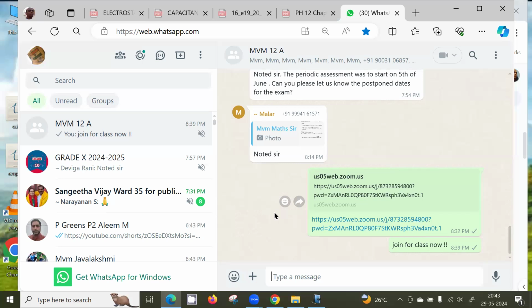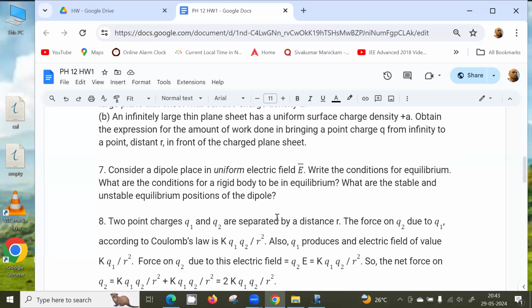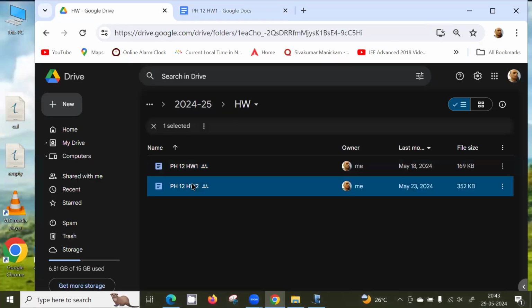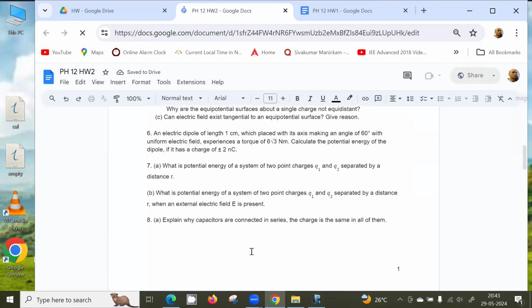Sir, how can we express the potential energy of a system which is under one electric field E? Which question? I think 7B, second homework. Second one, yeah, correct. Next one. Seven B, is it? Yeah. See, if this external electric field is not there, then what is the potential energy?